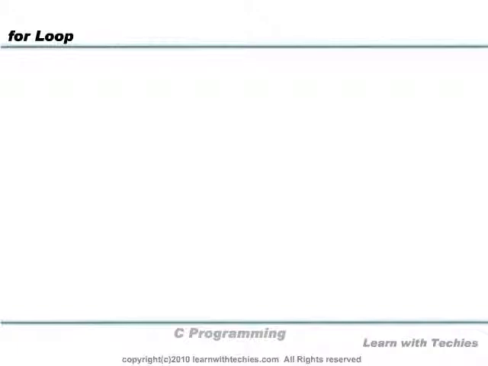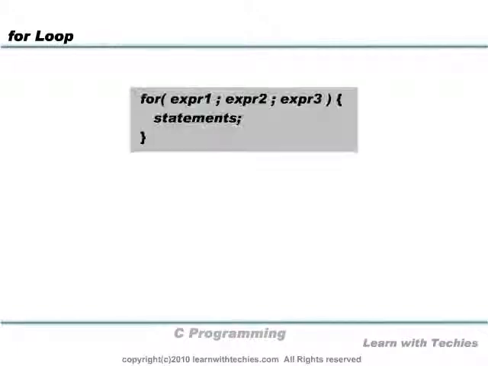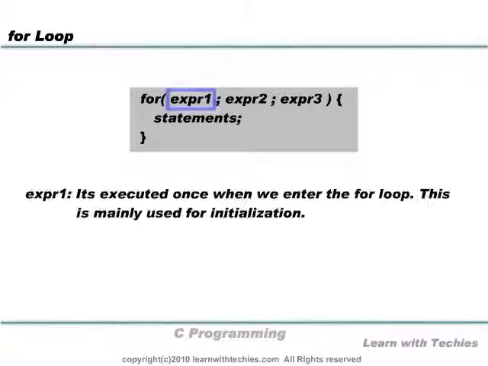We would begin with for loops. The typical syntax is given here. There are three types of expressions used in this kind of loop. Expression 1, as shown in the slide, is used as an initialization statement. The expression 1 is executed only once, when we start the execution of the for loop. This expression can be used to initialize the values of the variables that will be used inside the loop.